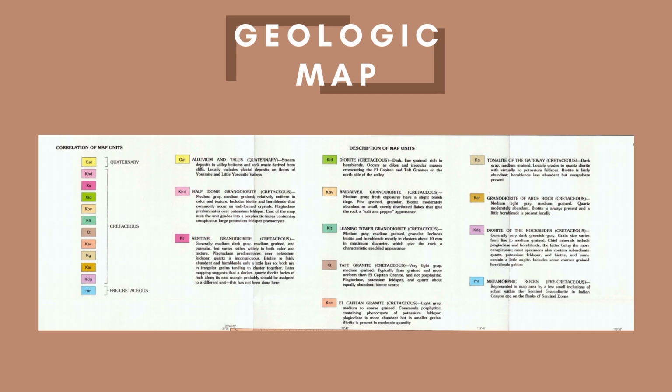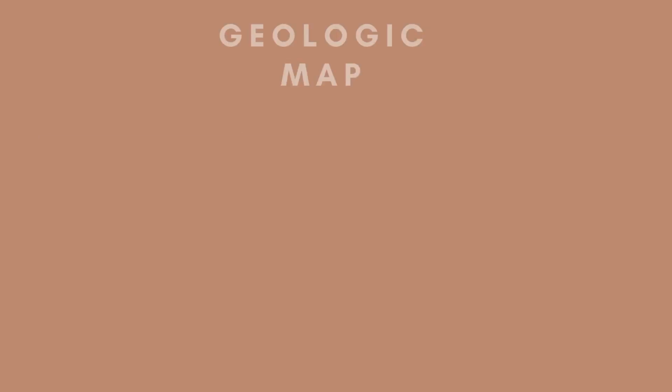In this section, take a look at the correlation and description of map units. As you can see on the left side of the map, these essential elements come from the pre-Cretaceous, Cretaceous, and Quaternary time periods. And on the right-hand side, you can see that the map is color-coded to showcase the different types of elements such as granite, granodiorite, and the metamorphic rocks.